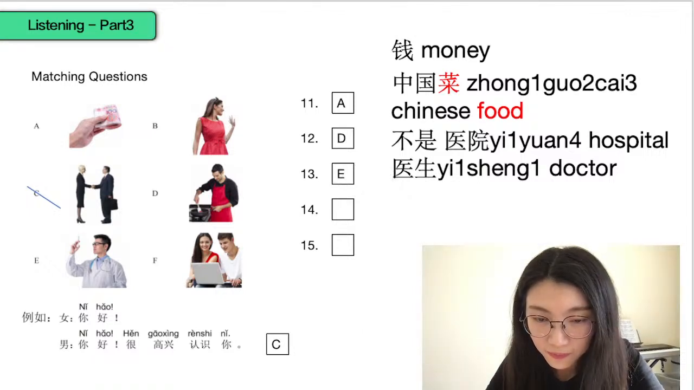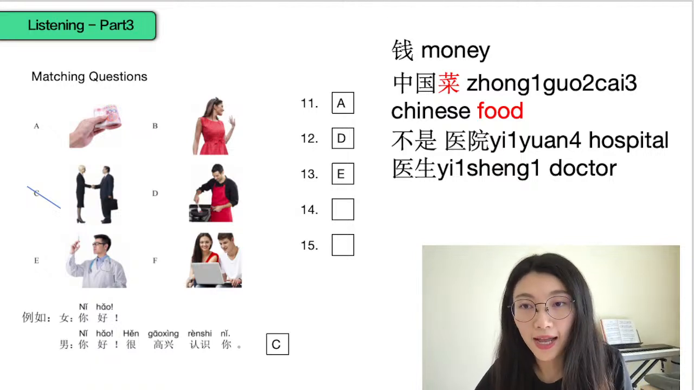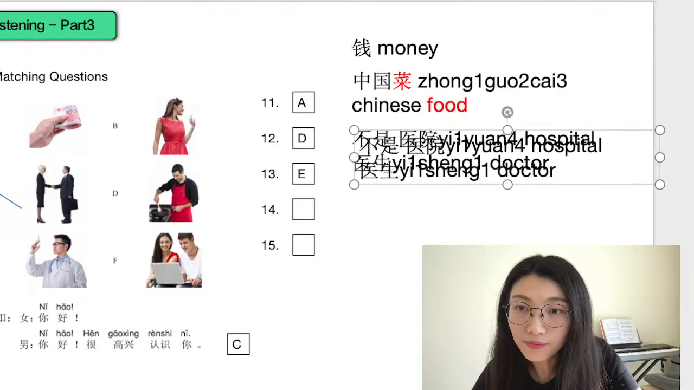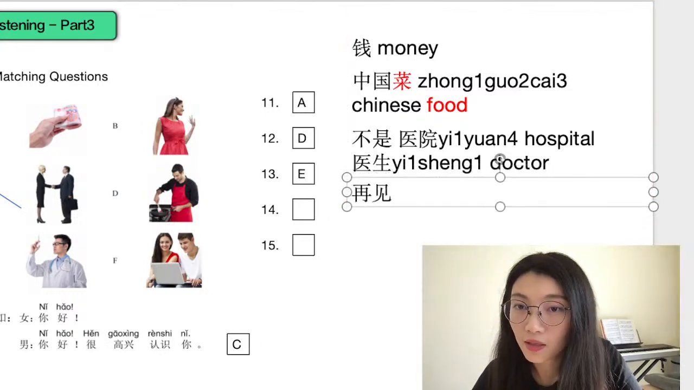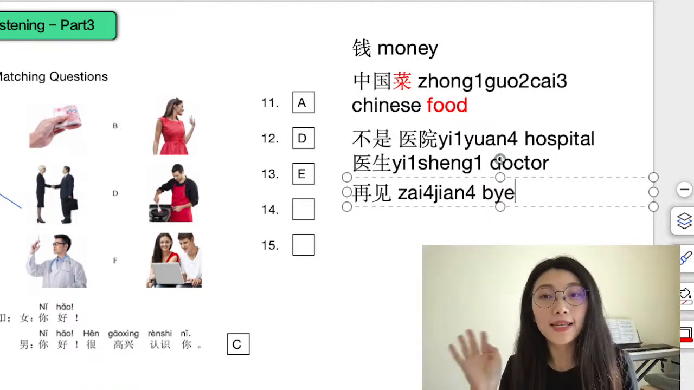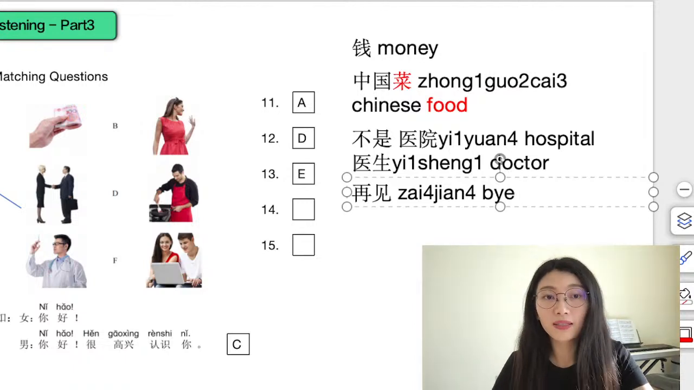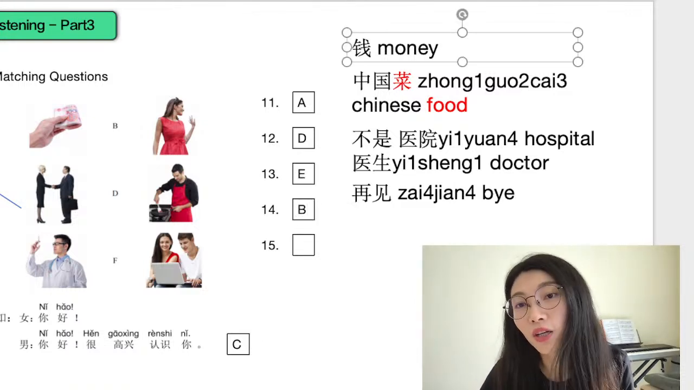Let's continue 14. Alright, we heard one keyword, 再见. What's the meaning of 再见? Which means bye. 再见张先生. 明天上午见. See you tomorrow morning. See you in the morning. B is 再见. Last one, actually, we finished all of it.